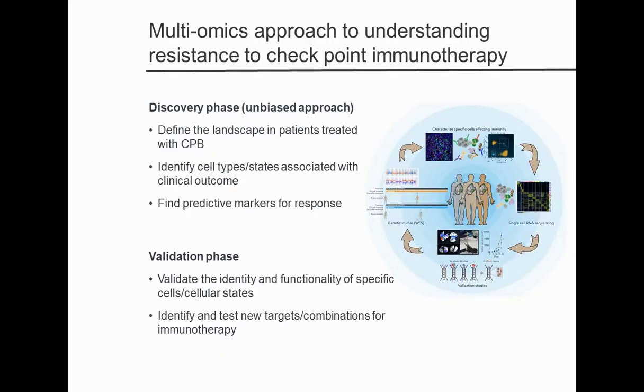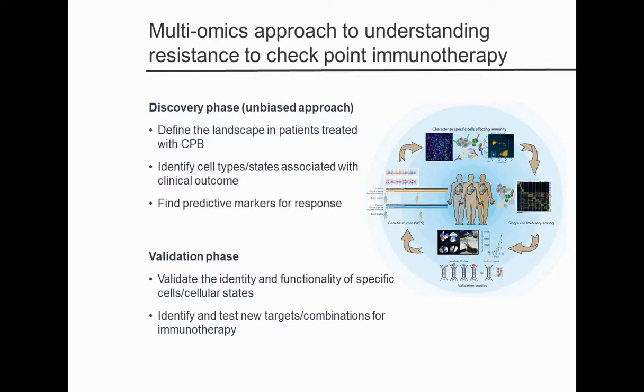So what's the approach that we decided to take? As the title mentioned, we use a multi-omics unbiased approach to answer the question. We don't start with a specific hypothesis. We start with a problem, in this case melanoma patients that are treated with checkpoint therapy. We have patients that respond and patients who do not respond, and now we want to find why some respond to therapy while others do not.